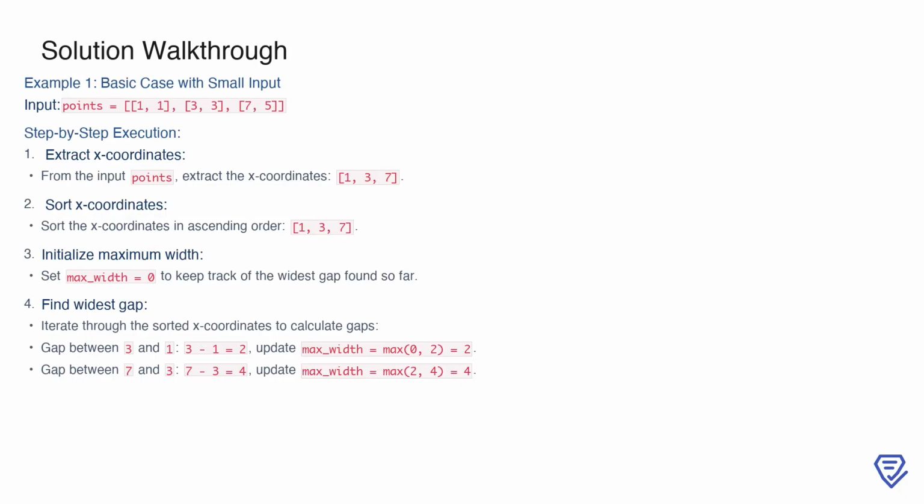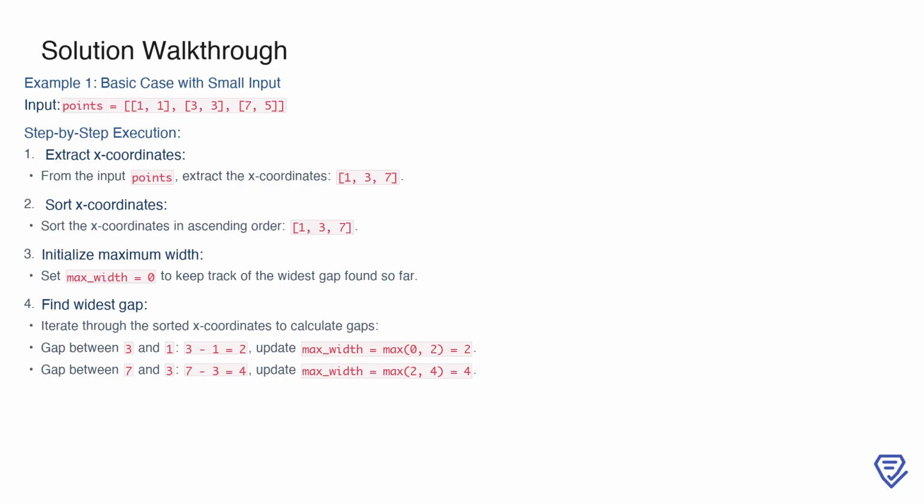To start, we're given the input points (1, 1), (3, 3), (7, 5). The first step is to extract the x-coordinates from these points, which gives us 1, 3, 7. Next, we sort these x-coordinates in ascending order, which in this case results in the same list, 1, 3, 7. After that, we initialize a variable called max_width to 0. This variable will keep track of the widest gap between consecutive x-coordinates as we process the list. Finally, we calculate the gaps between each pair of adjacent x-coordinates.